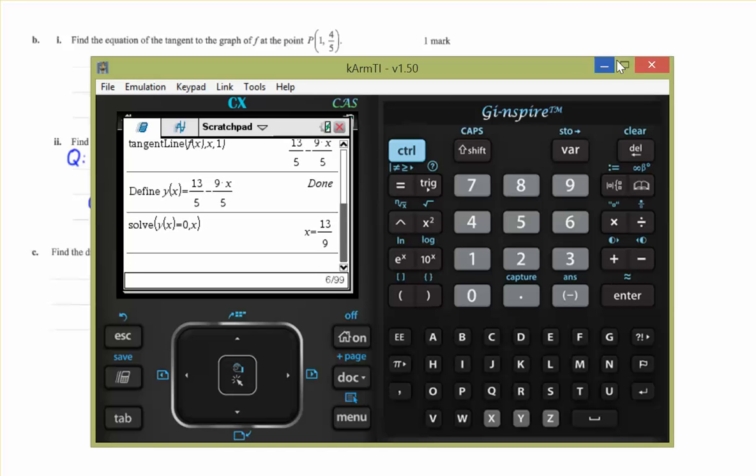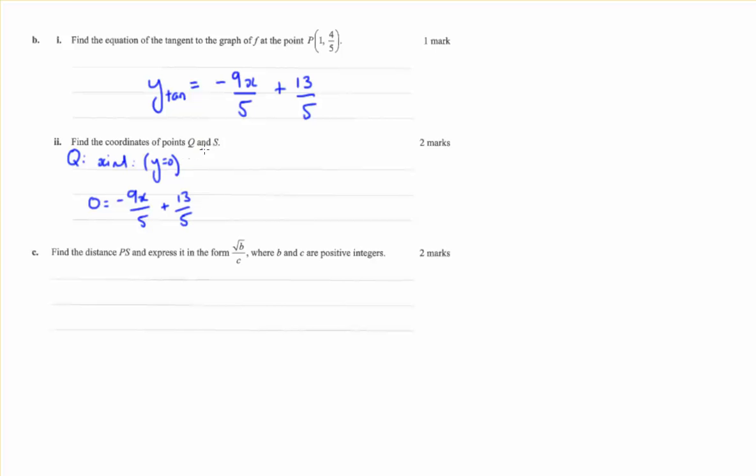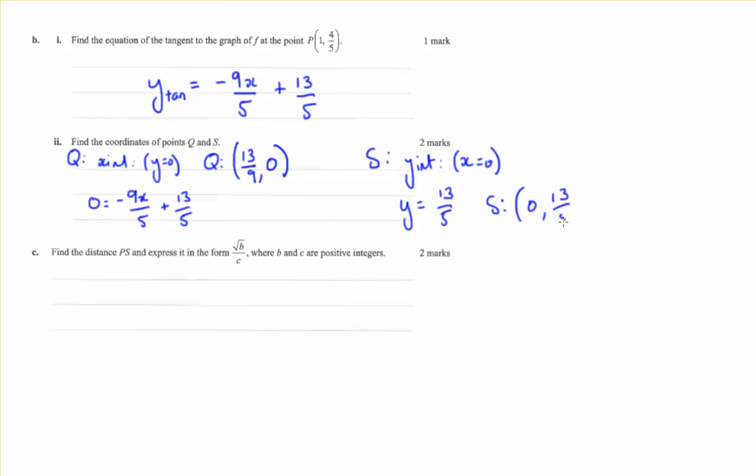That gives us 13 on 9. So the point Q, the coordinates of that are 13 on 9. We can write it as a coordinate. We have 13 on 9, and the y value is, of course, 0, because it's an x-intercept. Same sort of thing for S. To find the y-intercept, we make x equals 0. Well, if we make x equals 0, we can read that off there. We're going to get y equals 13 on 5. Writing that as a coordinate, we get 0, 13 on 5. And those two are our answers.